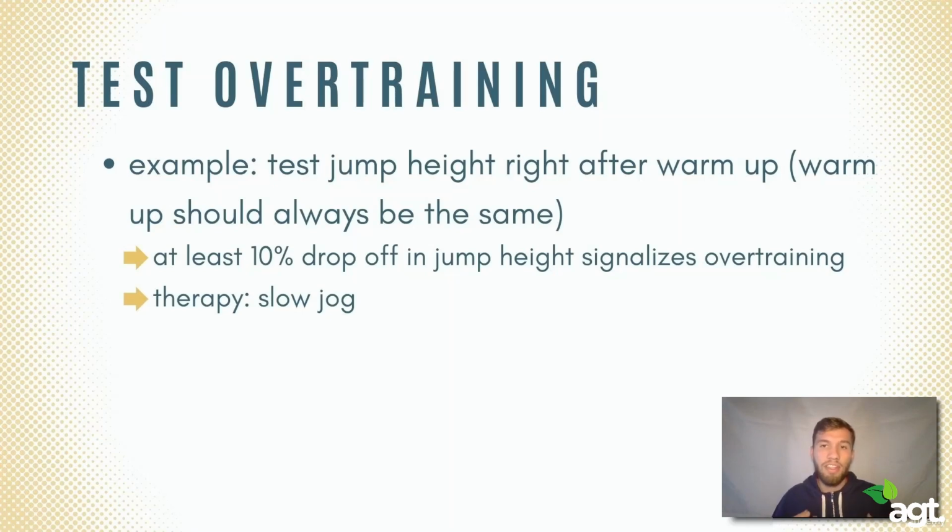If there's a 10% drop-off or more in your jump height from one training to the next, and you can see a trend that with every training your jump height goes continuously down, then that's an indication that you're probably overtraining and that you should have a longer rest or just cut down on the volume. Additionally, you can also go for a slow jog, which can help against overtraining.